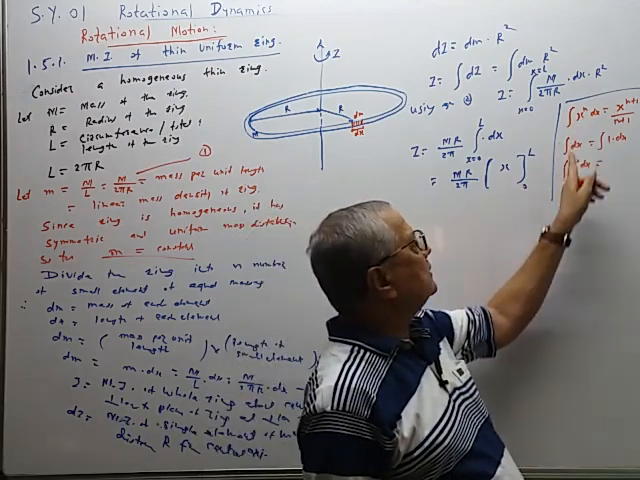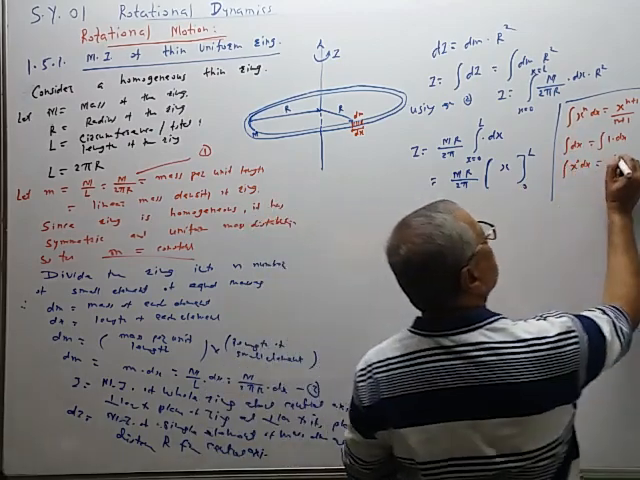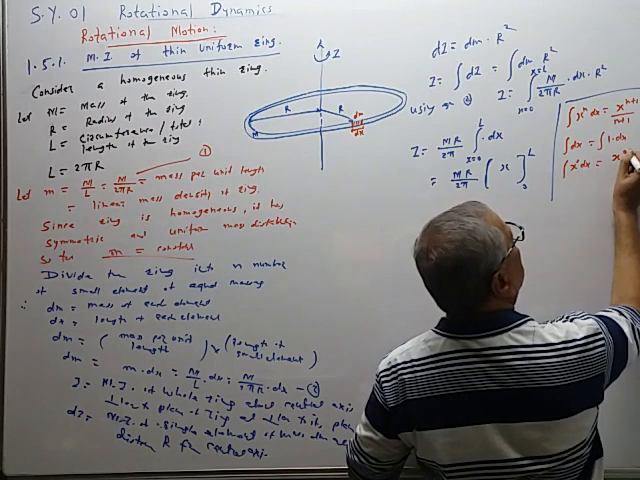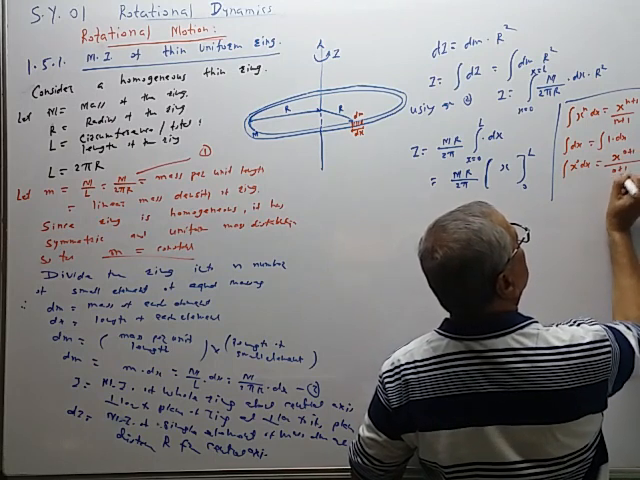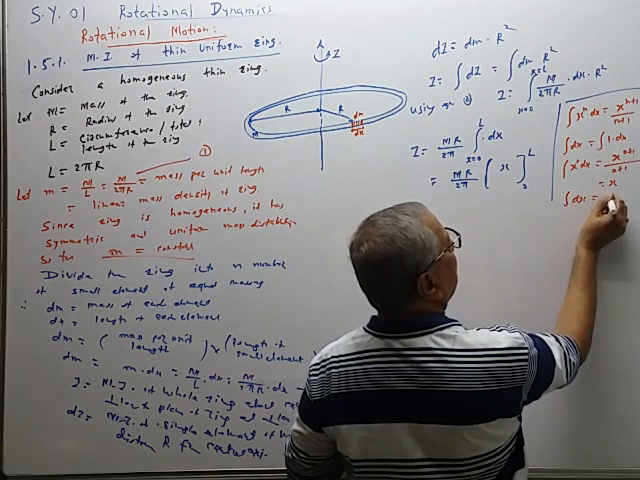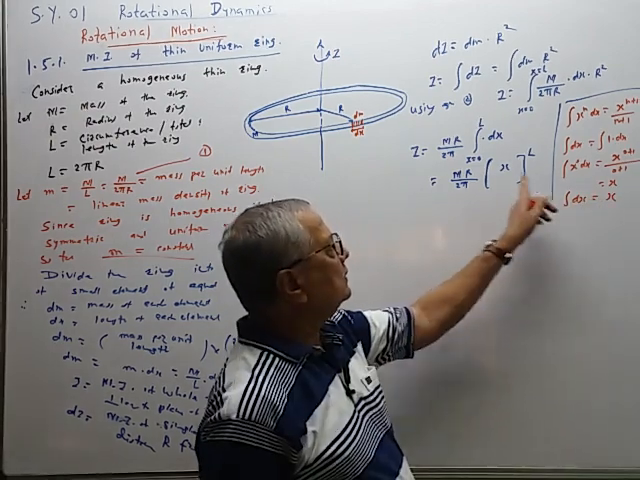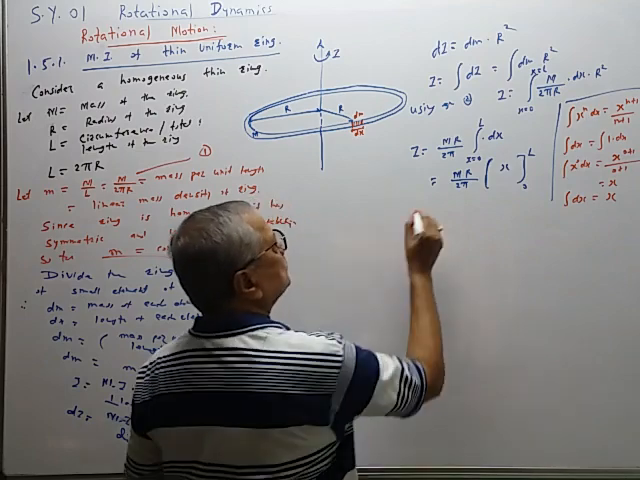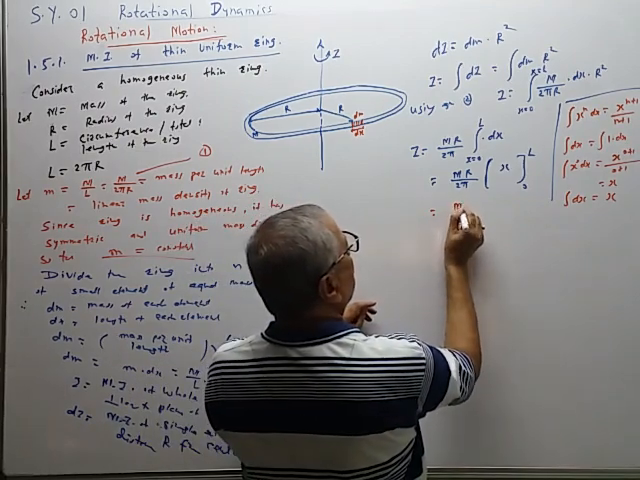That means here n is 0, so the value of n is 0, and we substitute it on the right hand side. So x is equal to x raised to 0 plus 1 upon 0 plus 1, that is equal to x. So what is the conclusion? Integration of dx is equal to x. This result has been used directly here. So this is equal to m into r.